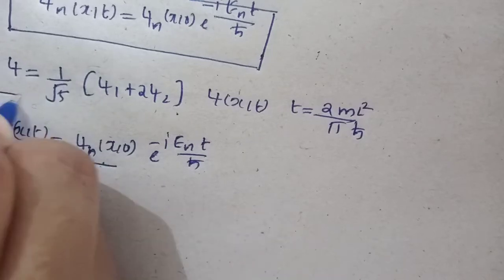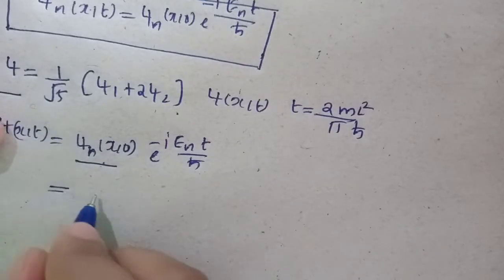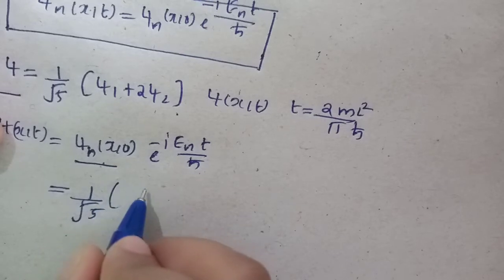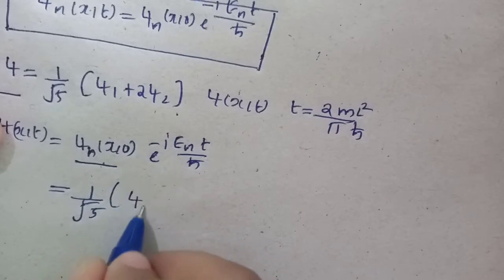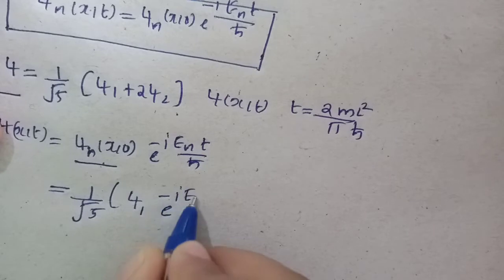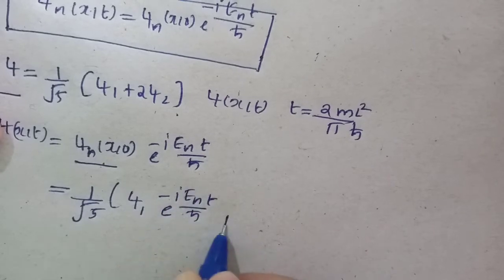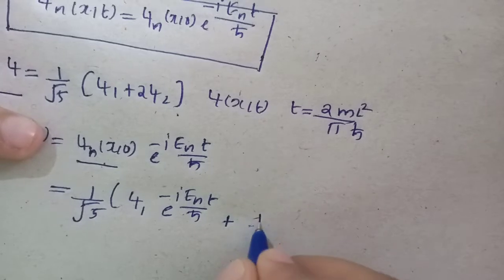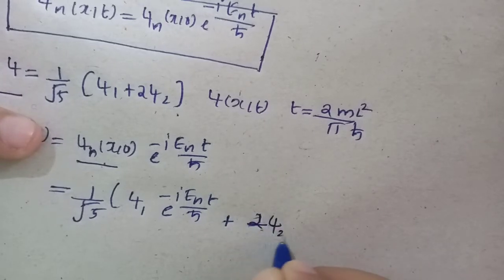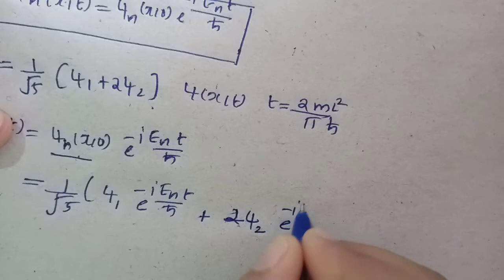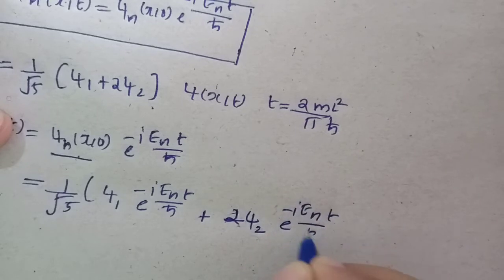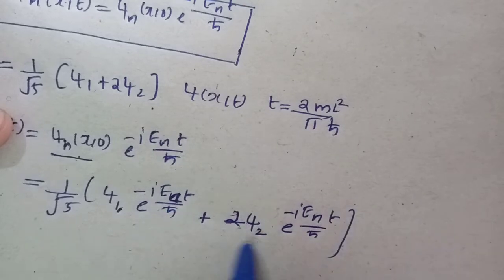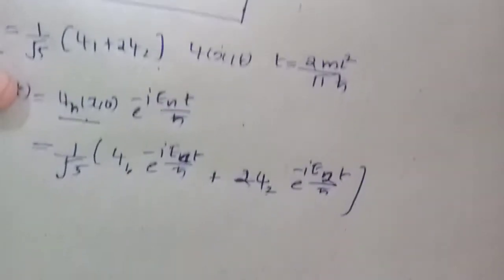So this is given here. So 1 by root 5, e raised to minus i E n t by h cross can be taken inside. So psi 1 e raised to minus i E n t divided by h cross plus 1 by 2 psi 2 e raised to minus i E n t divided by h cross. We know that here n is equal to 1. So here it is 2. So n is equal to 2.